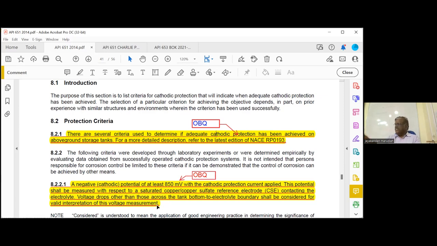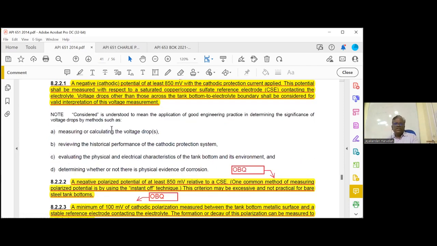So near the tank, using the electrode, they will pass the current. How much will they give? 850 millivolt. Then they will check how much is coming to the tank. Minimum, if 100 millivolt is returning when we give 850 millivolt, the return should be at least 100 millivolt, then it is working. Then this is the one.